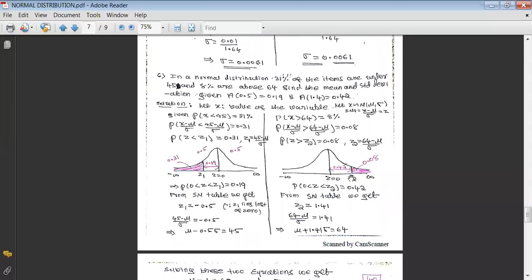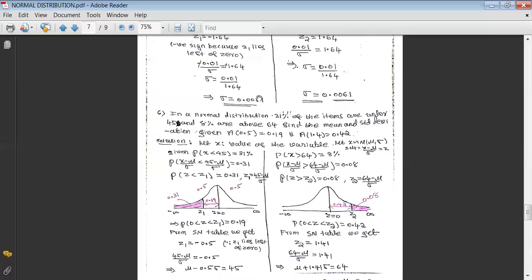Now let us go with one more different kind of problem. In the previous case, there was only one unknown, that is sigma. In the next problem, we are going to find two unknowns, that is, we have to calculate both mu and sigma with some information. They are given like this. In a normal distribution, 31% of the items are under 45 and 8% are above 64. Find the mean and standard deviation, given that the area up to 0.5 is 0.19 and the area up to 1.4 is 0.42. They are given.